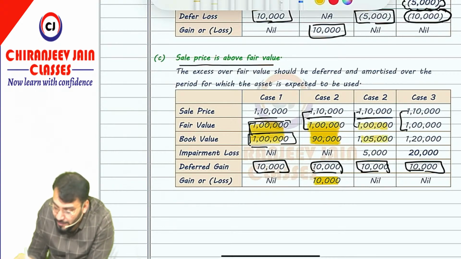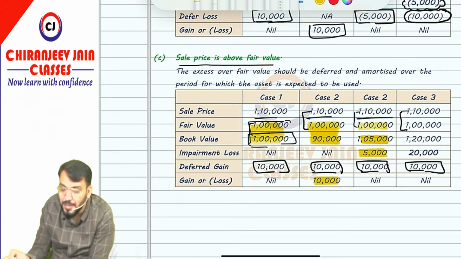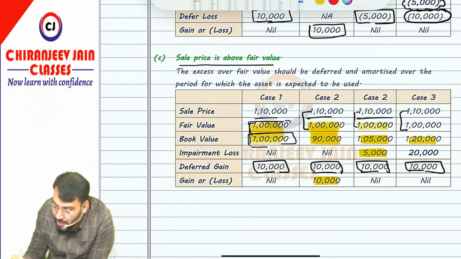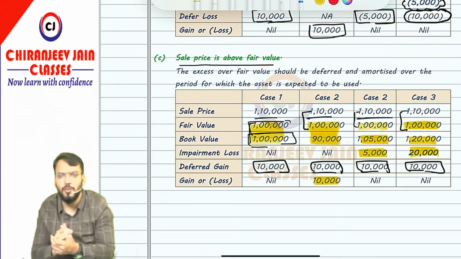Now 1 lakh 5,000. There is a loss. So it is an impairment loss because 1 lakh 5,000 is more than what? Fair value. So 5,000 is impairment loss charged to PL. And in this case 120,000 against 1 lakh, so 20,000 is impairment loss, that will be transferred to PL immediately.